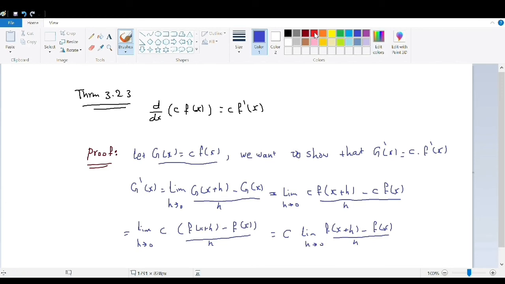If you see this one, this one is just the definition of f prime x. So we conclude here that this is equal to c multiplied by f prime x, and we prove that the derivative g prime x will be c multiplied by f prime x.